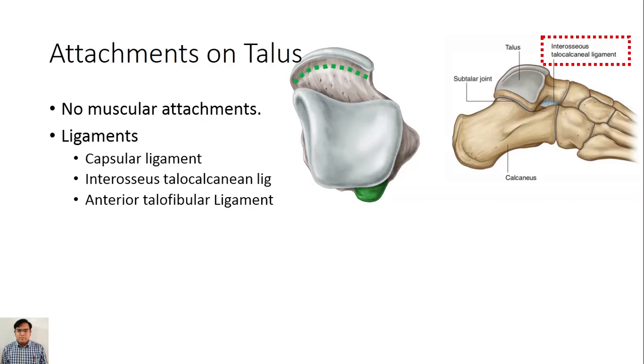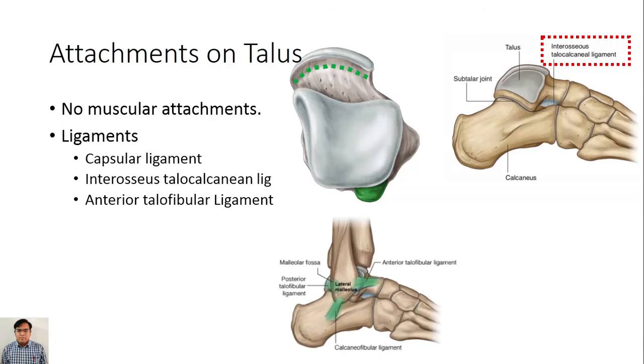Now the anterior talofibular ligament. In this photograph you can see one green structure anteriorly, and this blue rectangle is anterior talofibular ligament.